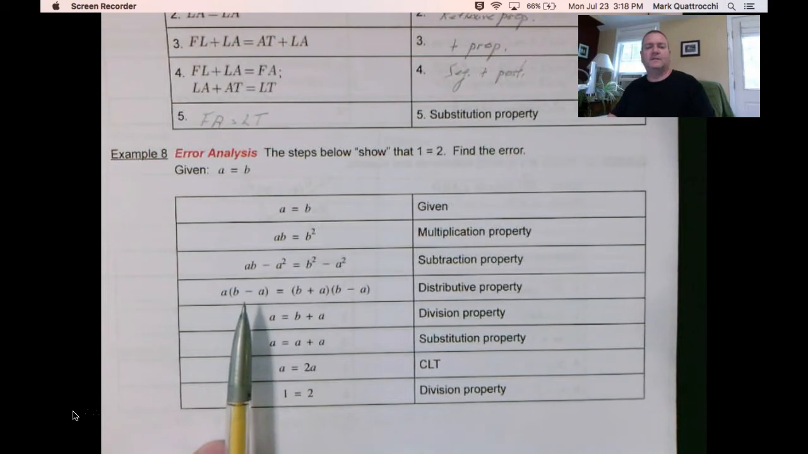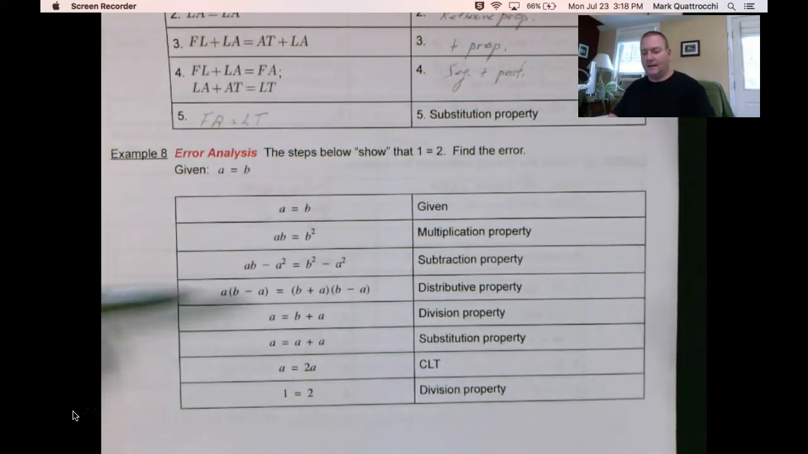Division by 0 is not allowed. In fact, if you do allow it, weird things start happening, like 1 equals 2. Clearly 1 does not equal 2, so we've made a mistake. And that mistake was dividing by 0 right here.